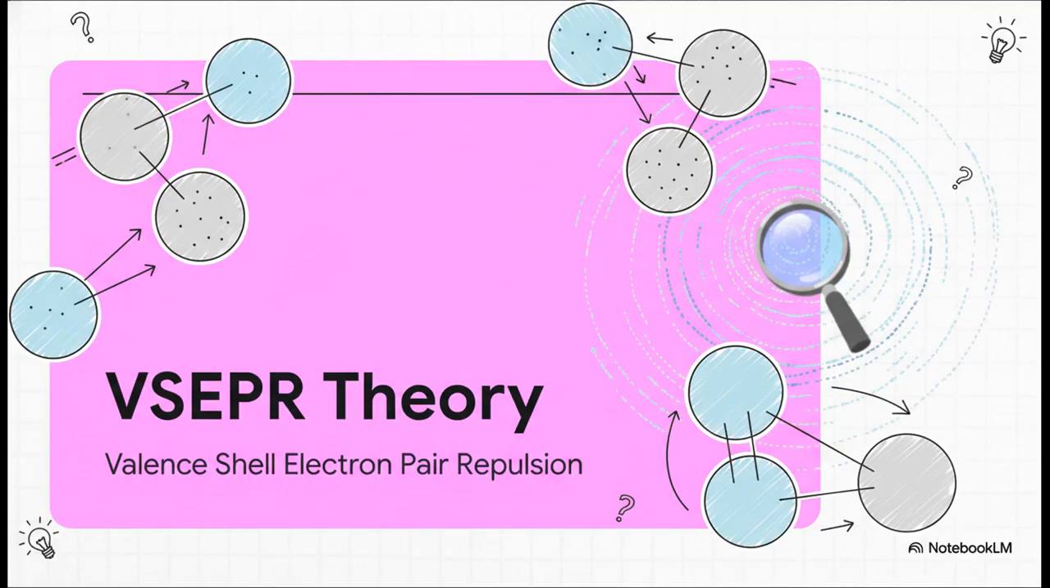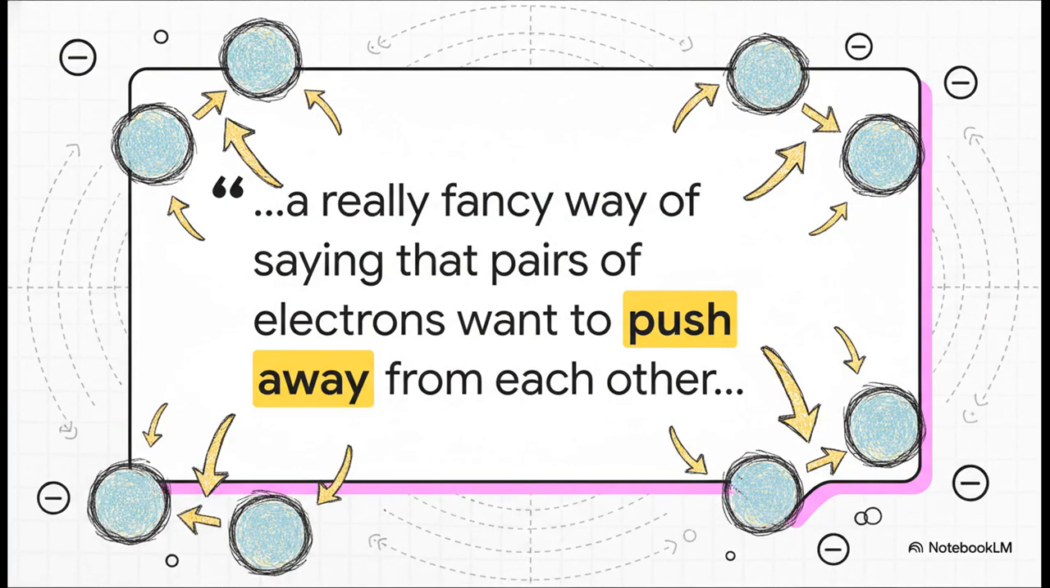And I'll be honest, it sounds way more complicated than it is. VSEPR Theory. That stands for Valence Shell Electron Pair Repulsion. Yeah, I know, it's a total mouthful, but don't let the name scare you. Because all that VSEPR really means is this. It is just a super fancy way of saying that pairs of electrons, because they're all negatively charged, are always trying to push away from each other. They just want to be as far apart as possible. That's it. That's the whole secret.